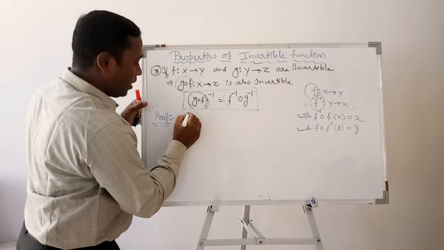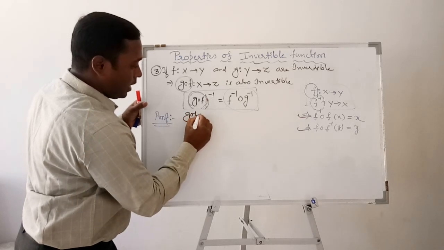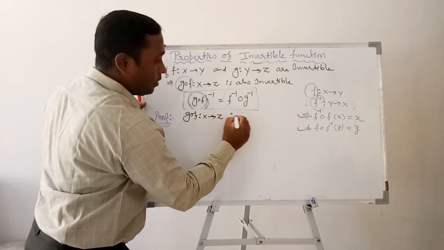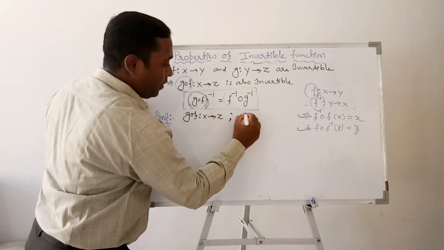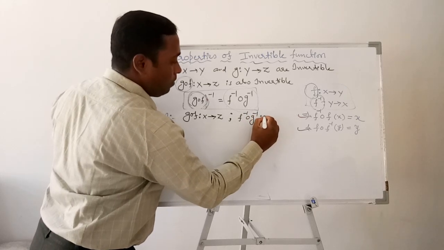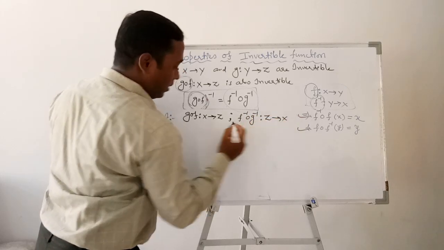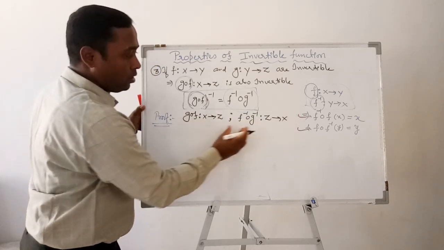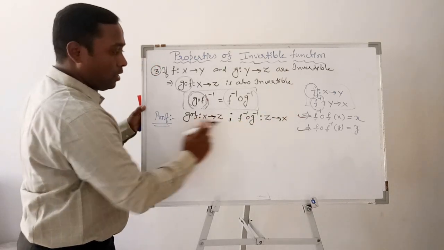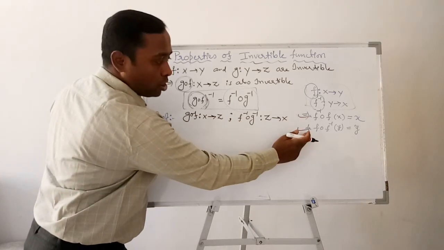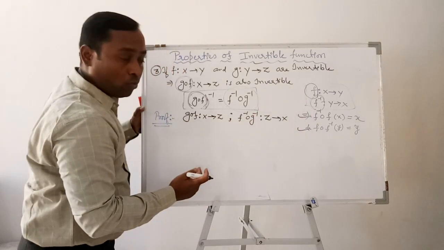So what is the function we are taking? g circle f is a function from X to Z. Then what we have? f inverse circle g inverse is from Z to X. If the composition is a function, then this is its inverse. Now if these two are inverses of each other, they must satisfy these two conditions. So I am taking the first condition only.